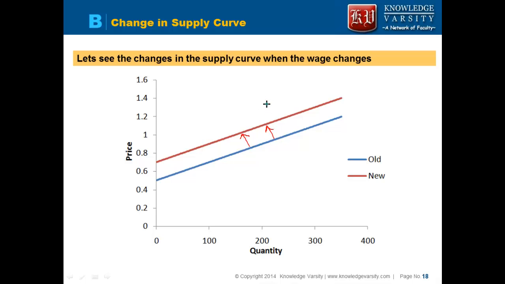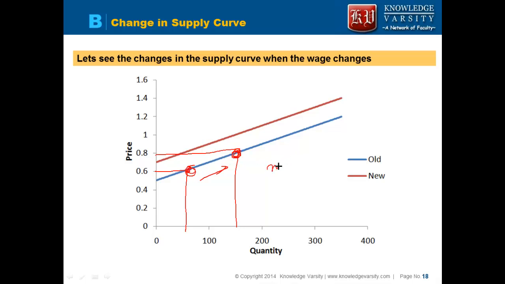Here it's a left shift. We say that the supply decreases. Why? Because the wage level has increased. If the price is 0.8, earlier you were supplying 200 quantity, now you are supplying only 50 quantity. Why? Because the costs have increased, you want a higher price. Now for movement along the curve, this is the price and then this is a higher price, you are moving from one point to another.